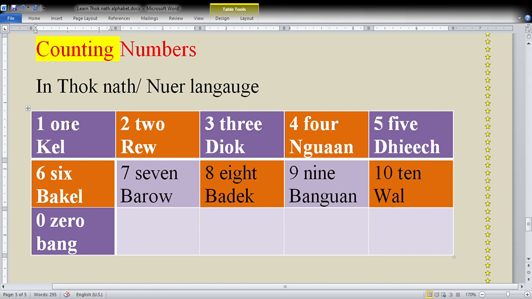Kel, 1, reu, 2, diok, 3, nguan, 4, diech, 5, bakel, 6, barrow, 7, badek, 8, bangwan, 9, well, 10, bang, 0. Okay, that's how you can count numbers in Nuer.